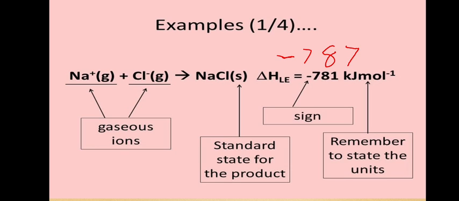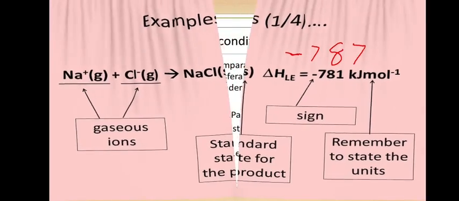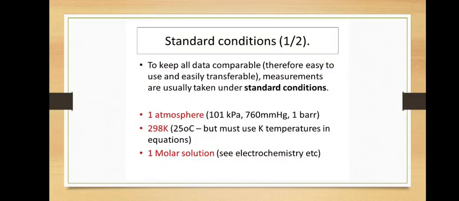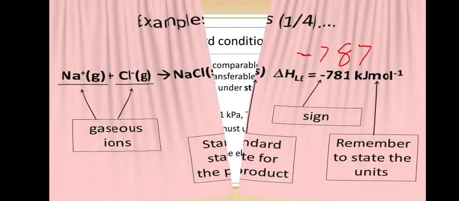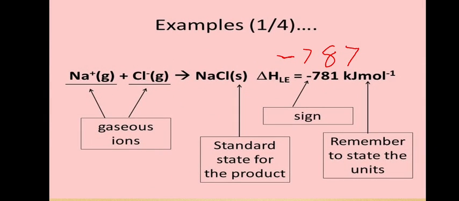You can find here on the right hand side, these are gaseous ions. Sodium ion gaseous form, chloride ion gaseous form, written here. Sodium chloride solid, lattice energy 787 according to the book. The sign is important.